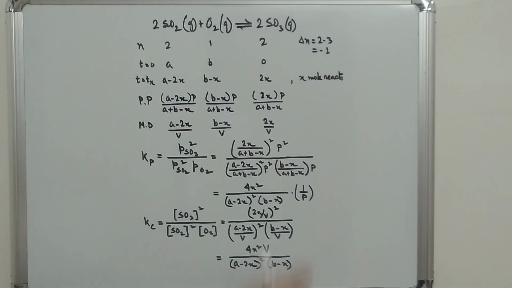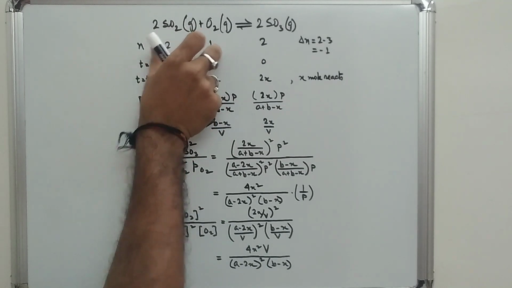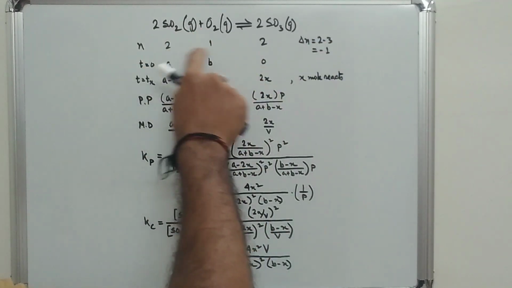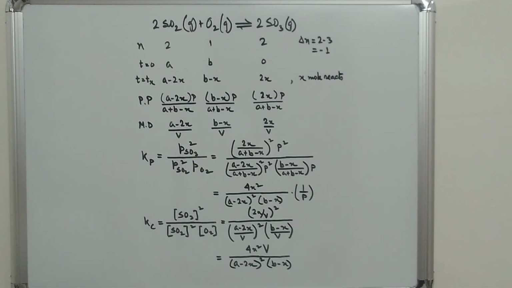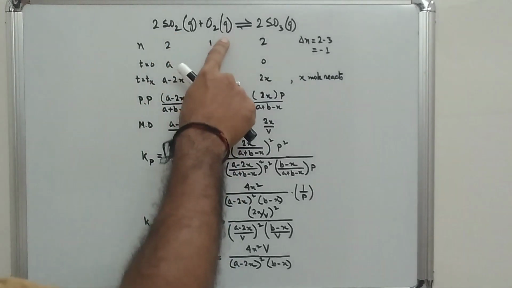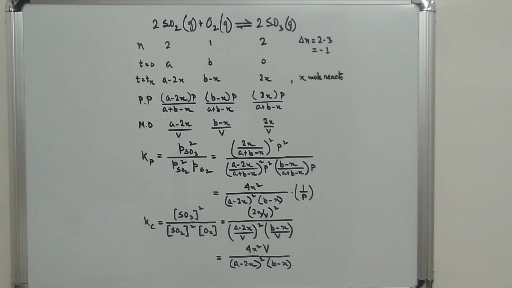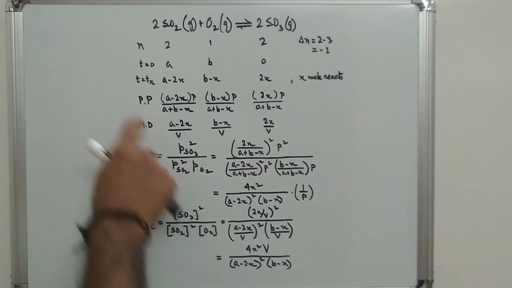Thus, the change in number of moles, delta n, will be products minus reactants. So 2 minus (2 plus 1), 3, equals minus 1. At the initial condition, when time t equals 0, suppose SO2 is present as A moles and O2 as B moles. Thus the product will be 0, as the reaction has not yet started.